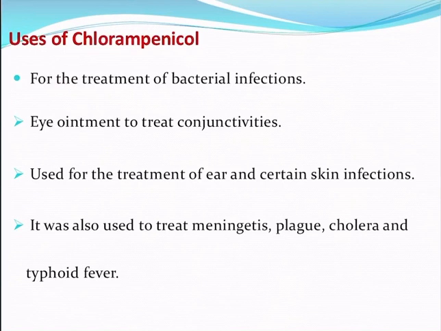Next, it is also used to treat meningitis, that means inflammation of the brain and spinal cord. This is typically caused by an infection. So chloramphenicol has been used as a drug to treat meningitis, plague, cholera and typhoid fever. So these are some of the uses of chloramphenicol.